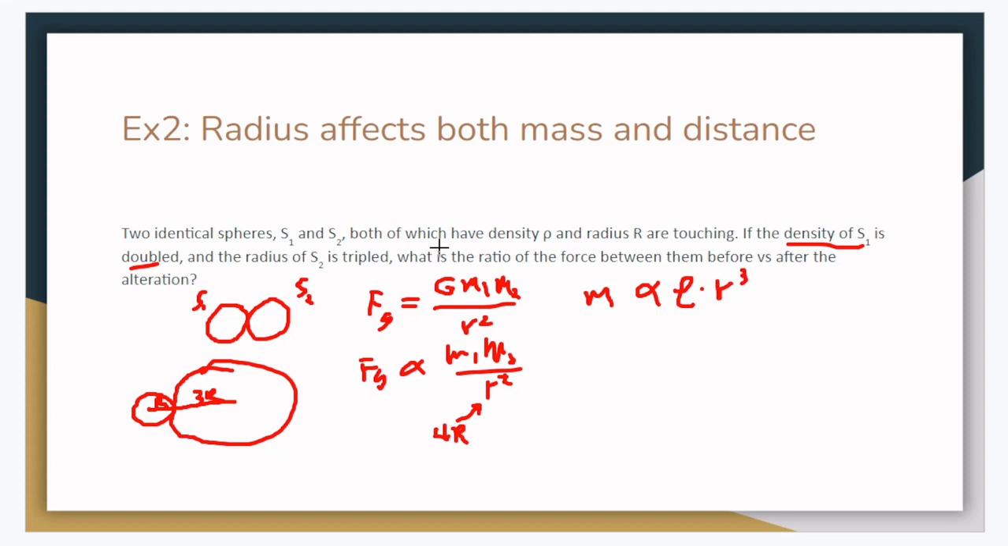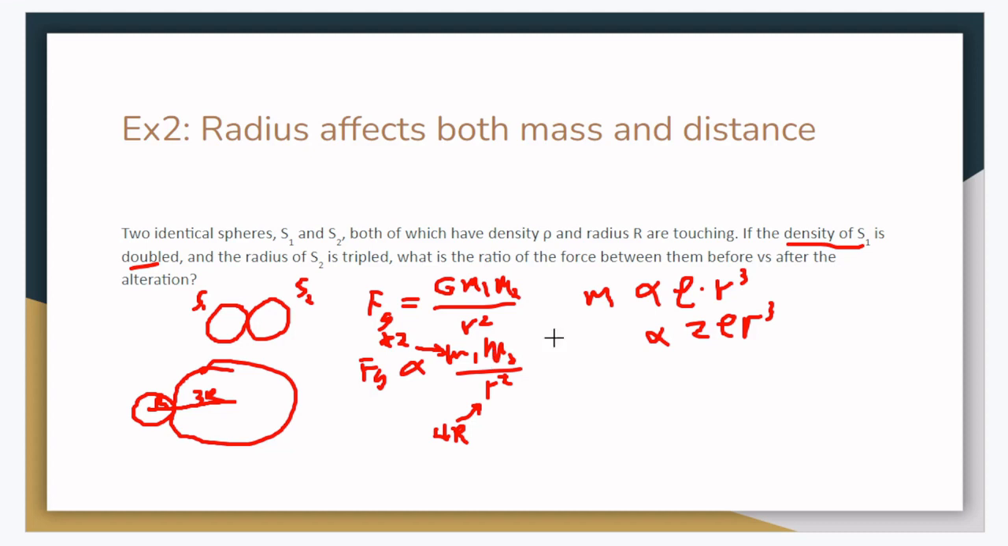And so the r isn't changed for S1, but the density is doubled. So this is proportional to 2 rho r cubed, right? So basically the mass is doubled. So we can just say times 2 for here, and we don't really have to worry about what doesn't change, like the r. And now let's take a look at m2, sorry.